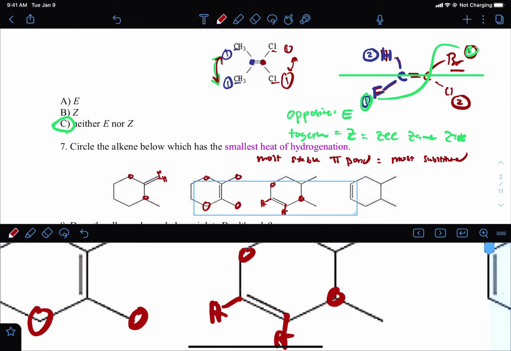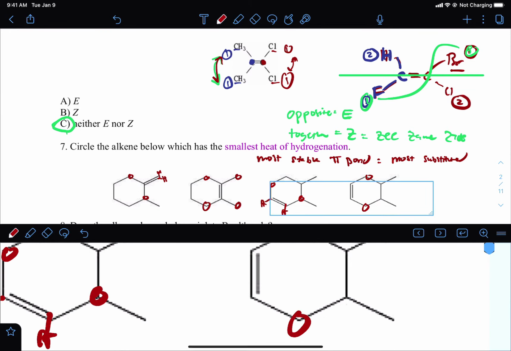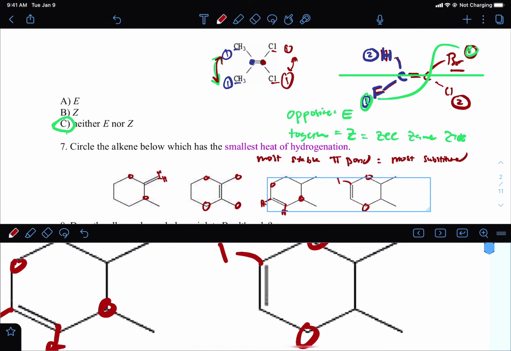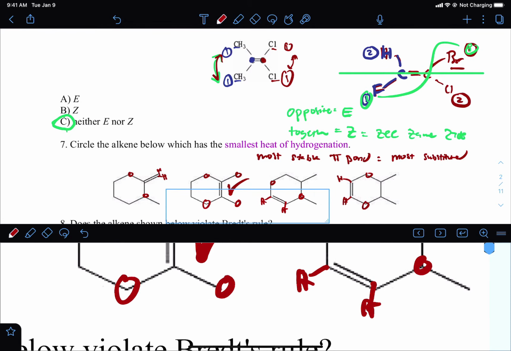there. And then here we also have 2 carbons with the 2 H's. So only the second one is, we call it tetra-substituted. All the other ones are di-substituted. Okay, so that's going to be the most stable double bond. It's going to require the least amount of energy, or it's going to release the least amount of energy when that pi bond is converted to sigma bonds.